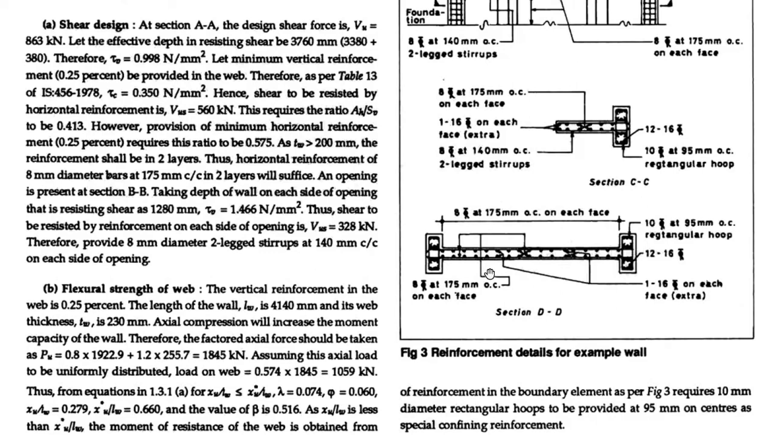The next is flexural strength of web. The vertical reinforcement in the web is 0.25%. The length of the wall Lw is 4140 mm, and its web thickness tw is 230 mm. Axial compression will increase the moment capacity of the wall. Therefore, the factored axial force should be taken as Pu equals 0.8 times 1922.9 plus 1.2 times 250.7 equals 1845 kilonewton. Assuming this axial load to be uniformly distributed, load on web equals 1059 kilonewton.